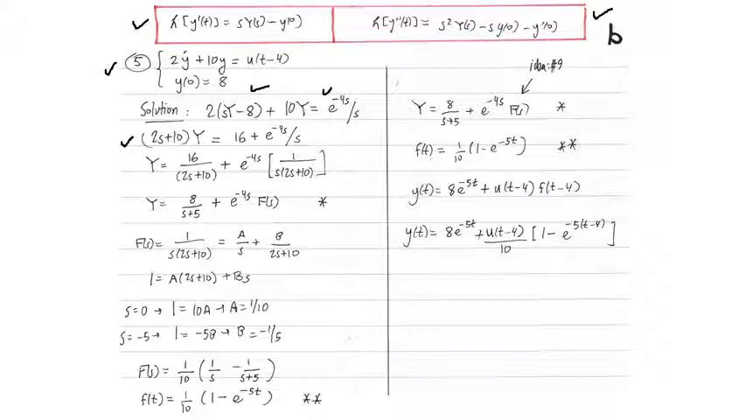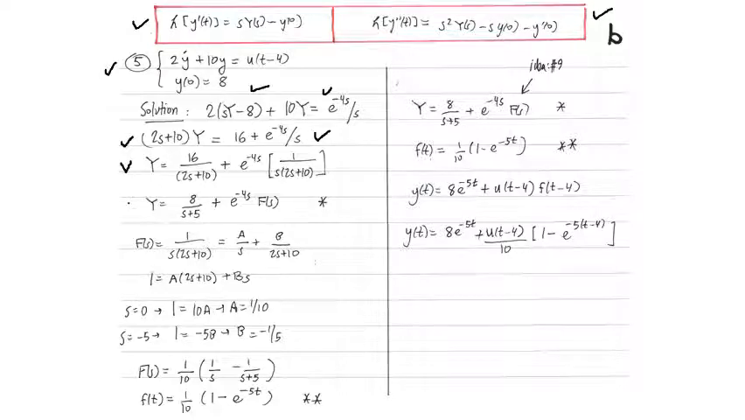We isolate all the terms containing big Y on the left-hand side and move everything else to the right-hand side. Notice we get the characteristic polynomial as expected on the left-hand side. You want to be on the lookout for that. That should always happen if you're doing the calculation correctly. So solving for big Y is 16 over 2s plus 10 plus e to the minus 4s times that rational function of s.